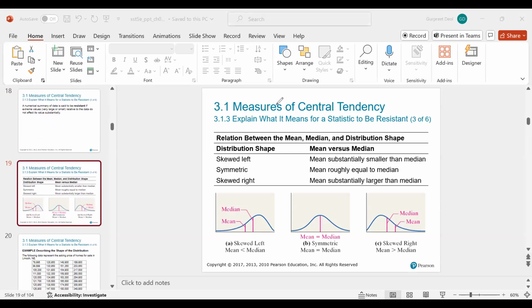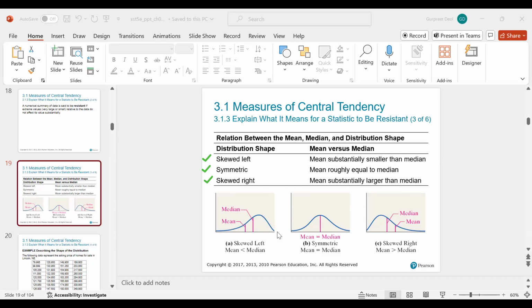This is important because it comes up often in the exams and students sometimes confuse it. Skewed left, skewed right, and symmetric. For skewed left, you can tell by looking at the answer of the mean. Mean is substantially smaller than the median. Skewed right, mean is substantially larger than the median. For symmetric, mean is roughly equal to the median. And here are the pictures shown.